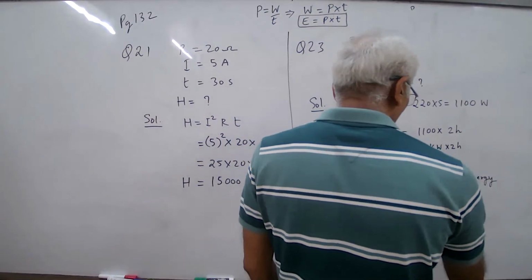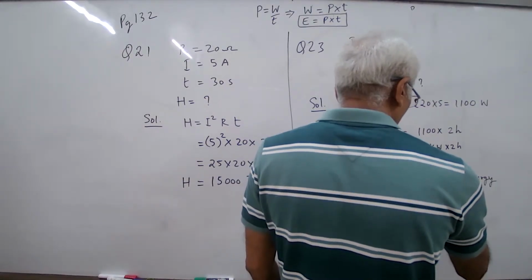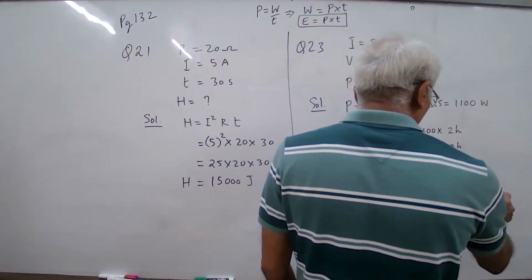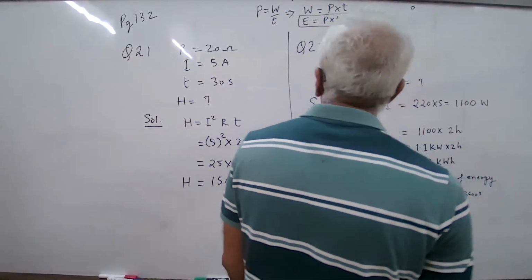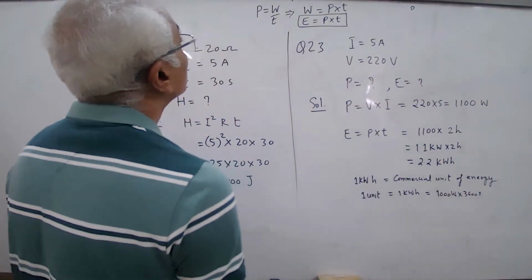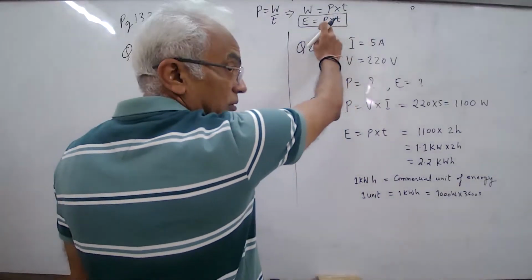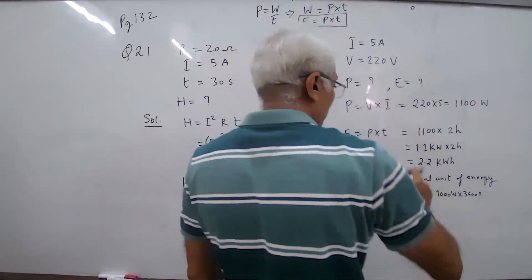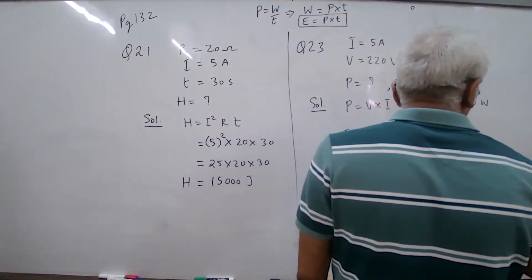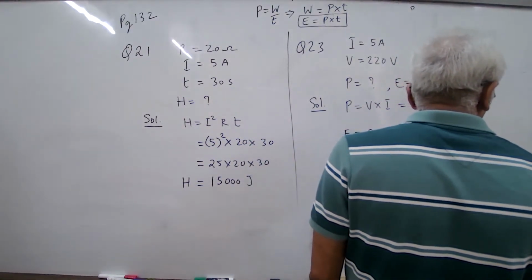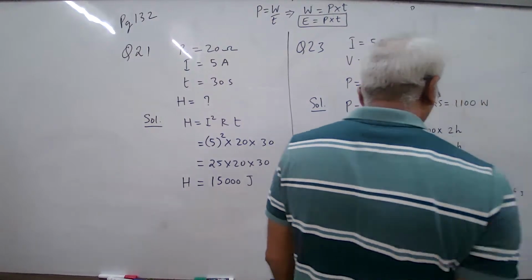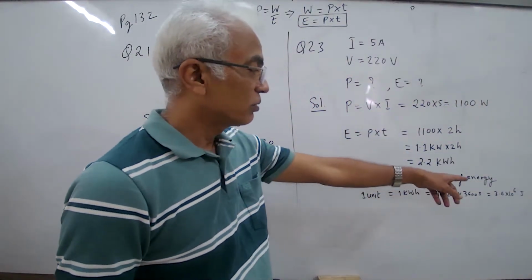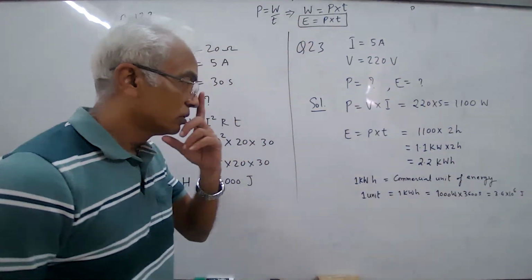And this in joule is 1000 watt times 3600 seconds. So watt second. What is watt second? Watt second is joules, a unit of energy. This becomes 3.6 into 10 raised to 6. So the kilowatt hour, the commercial unit of energy, is equivalent to 3.6 into 10 raised to 6 joules.